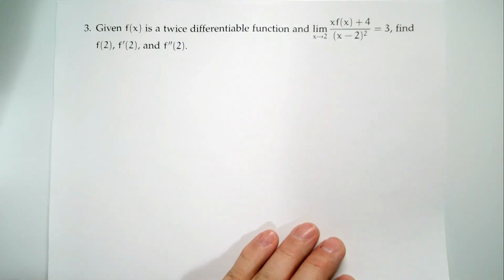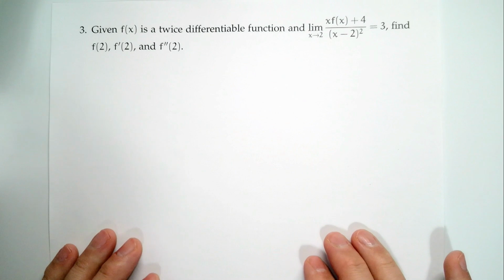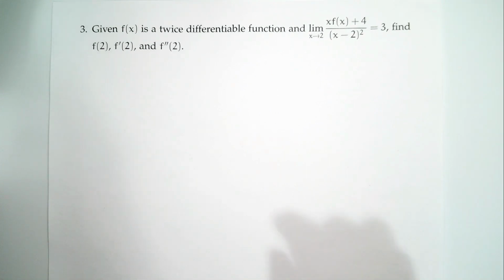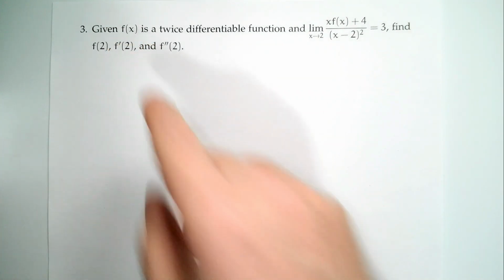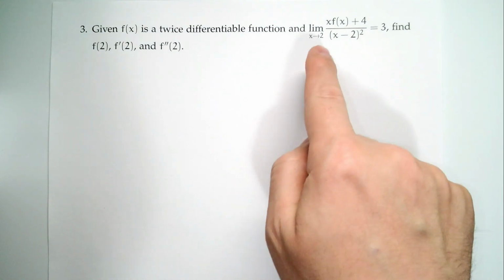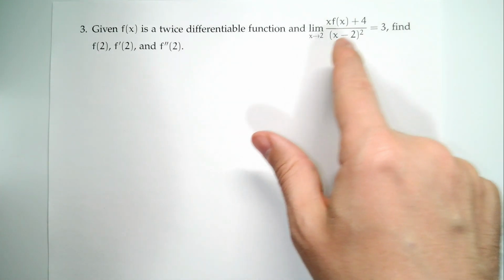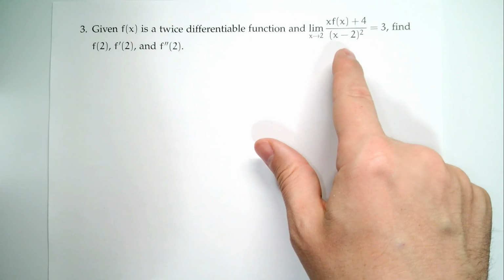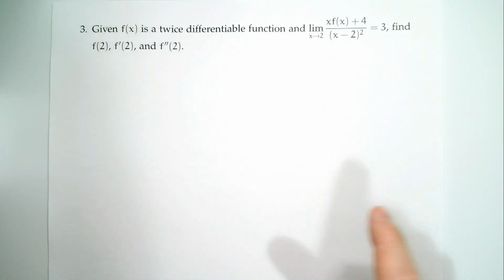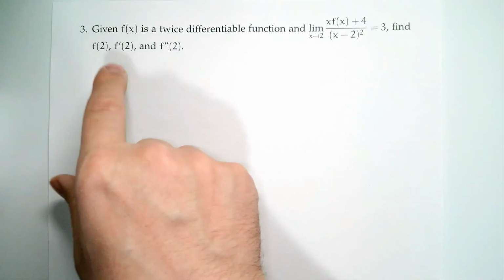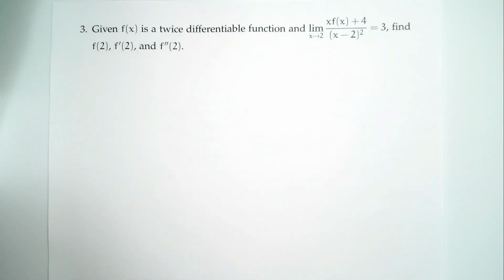Next one, number 3. So given that f of x is twice differentiable, all right, that means that we can take 2 derivatives. And the limit as x goes to 2 of x f of x plus 4 over x minus 2 squared equals 3. Find f of 2, f prime of 2, and f double prime of 2.